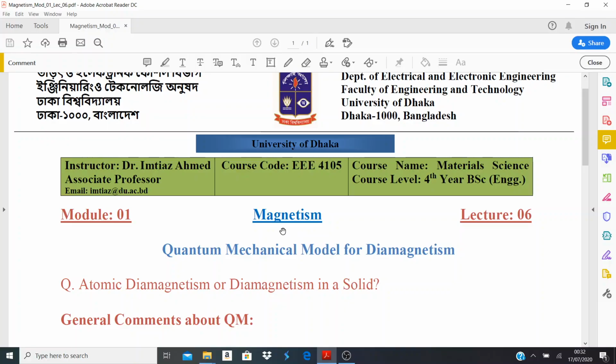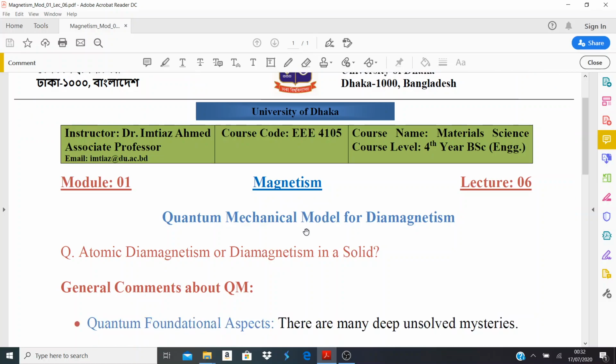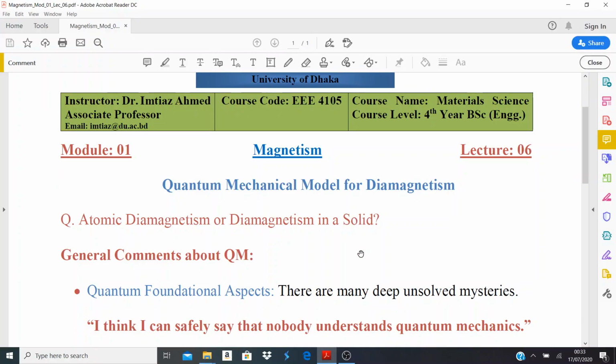So the first thing to note is that in this course, my plan is to explain atomic diamagnetism rather than diamagnetism in a solid, which requires a bit more advanced formalism. And in my first, introductory lecture, I mentioned that I will keep this course as self-contained as possible. That's why my plan here is to give you the basics of quantum mechanics that are needed to understand diamagnetism, right?